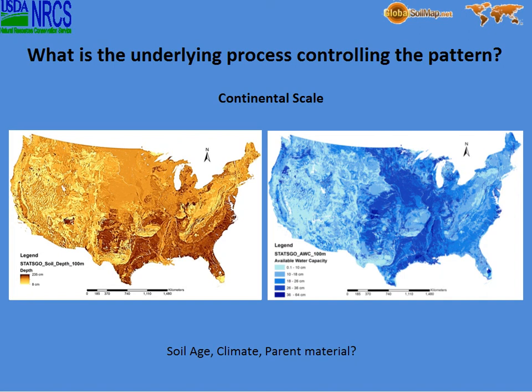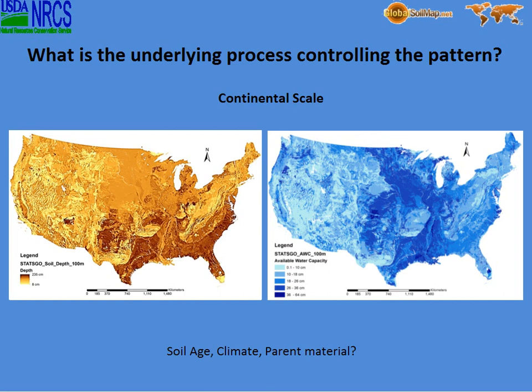Now, if you look closer, you can see that as far as the depth, it's probably age. So all the landscapes tend to have deeper soils. But if you look into the AWC, it's the parent material. Not necessarily the deeper soils have a lot more water, but it's the ones that have silt that have a lot more water than the deeper soils. And this is at a continental scale.